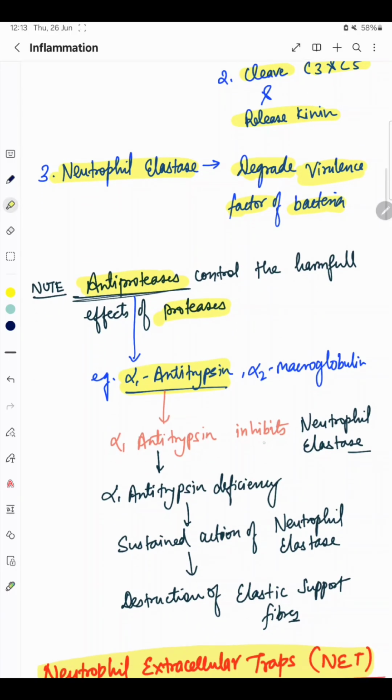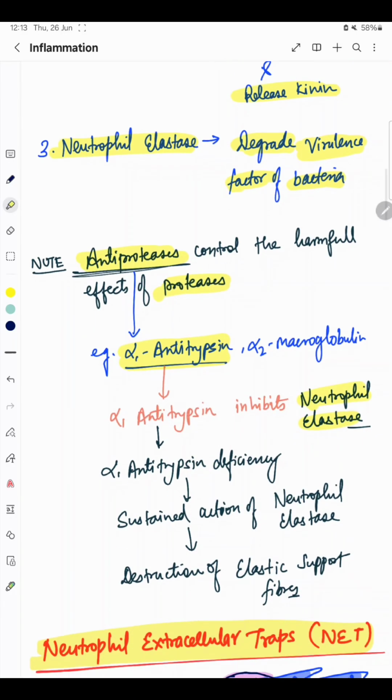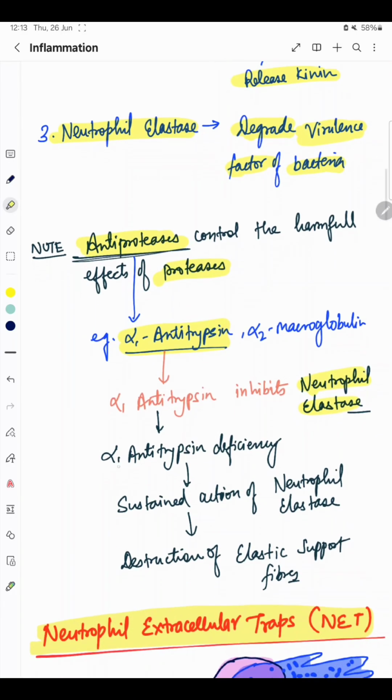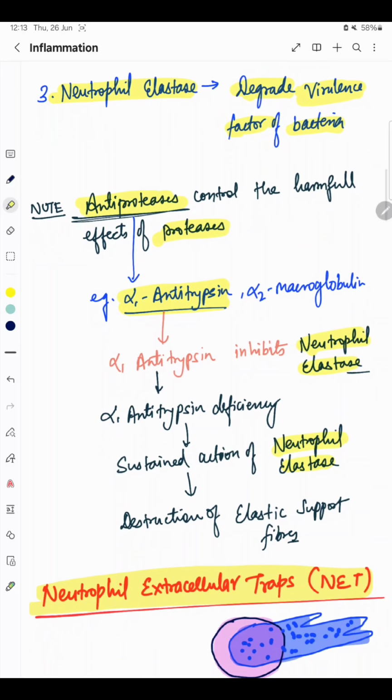Alpha-1 antitrypsin inhibits neutrophil elastase, and in case of alpha-1 antitrypsin deficiency, there is sustained action of neutrophil elastase, which will result in the destruction of elastic fiber support. This is seen in one of the very famous diseases, emphysema in the lung.